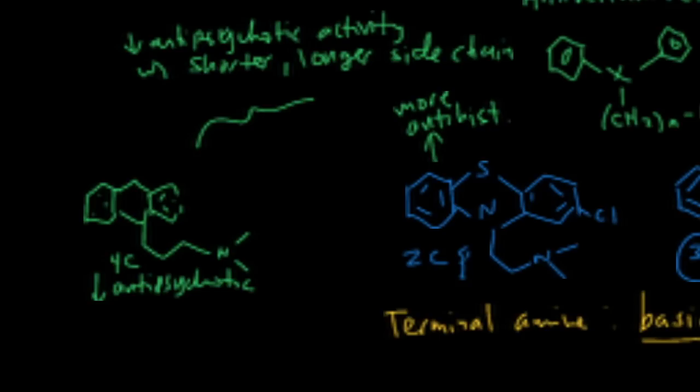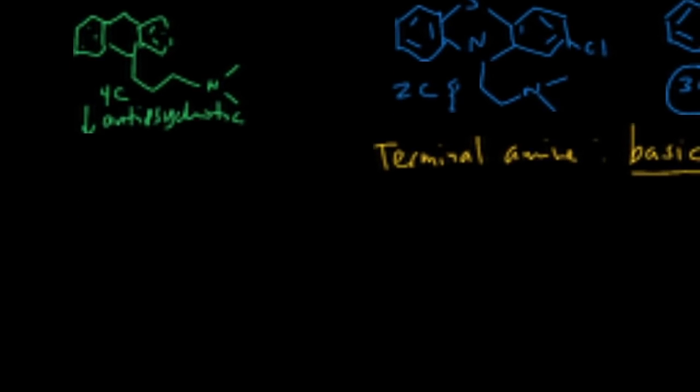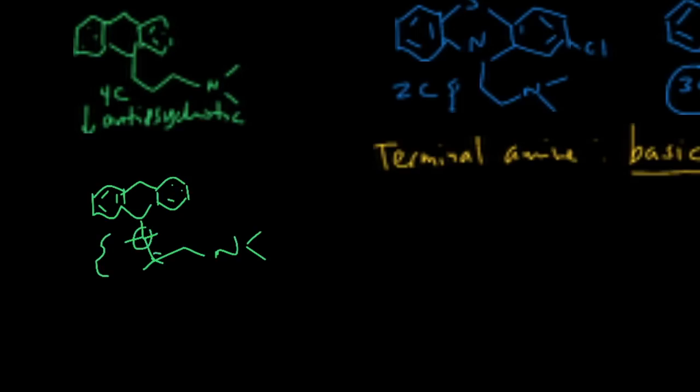Okay, what if I branch this? Everything being the same, 1, 2, 3. So it's still a 3 atom side chain. But what if I had branches? Will that decrease or increase antipsychotic activity? You would decrease it as well.